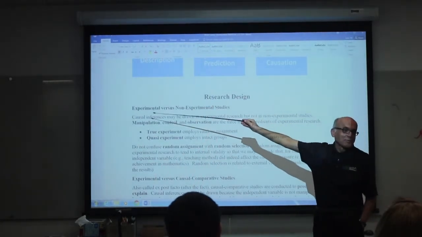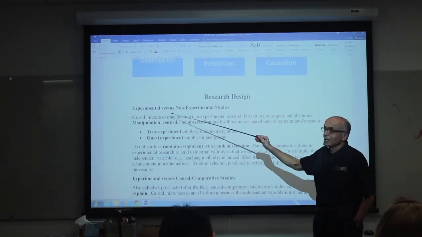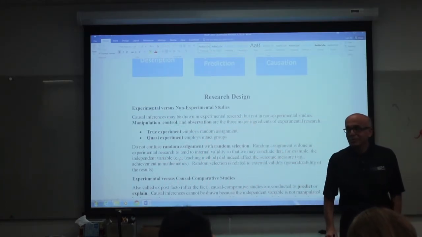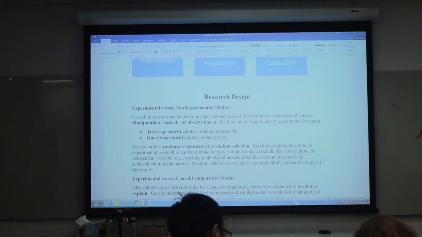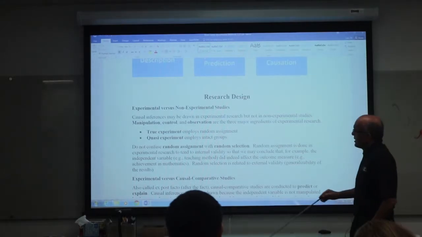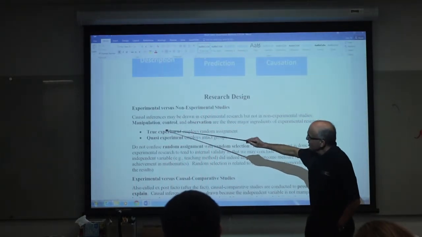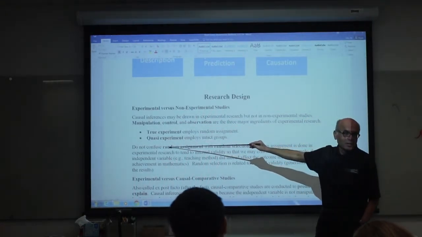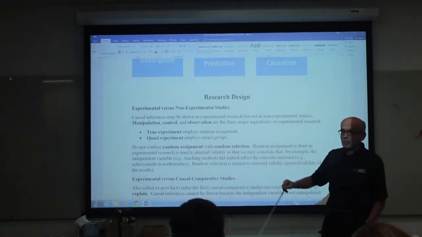Non-experimental is the opposite of experimental. You do not manipulate your independent variable. You cannot draw any causal inferences. In the context of experimental research, we distinguish between true experiment and quasi-experiment.